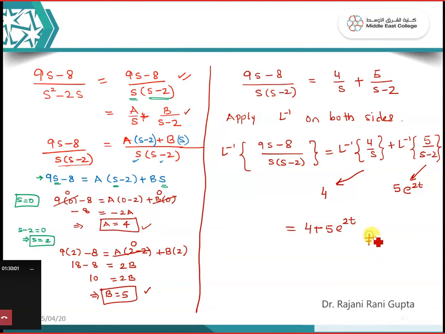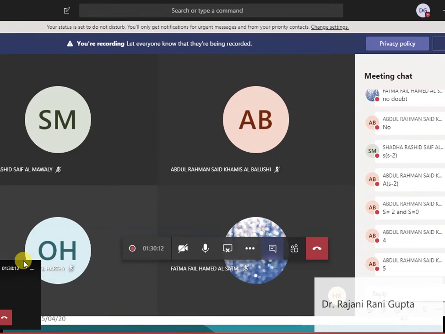This completes the answer. Okay, it is possible that sometimes you get a minus here after calculating the values of a and b. It will not make a difference. I hope it's clear now.